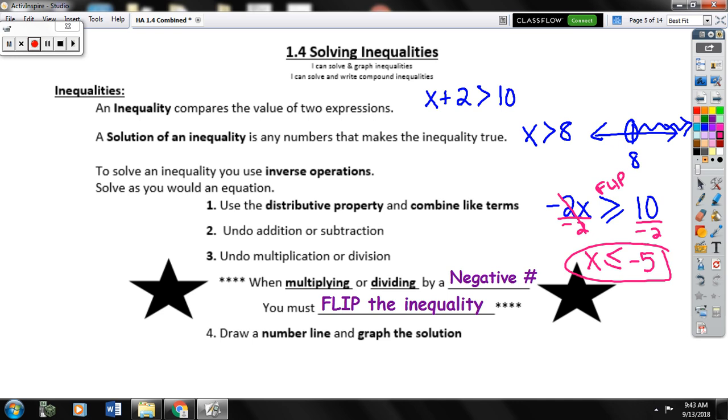And then, of course, you can draw your number line and graph it. So for this one, we would have negative 5. You don't have to put like all the little dashes. It just needs to have like the critical number on it. Usually I put 0 on there too. And we'd have a closed circle on this one because of the equal bar, and we would shade less than.